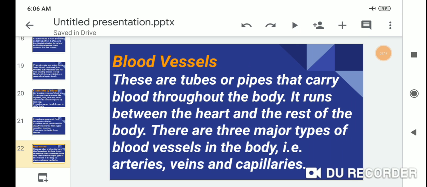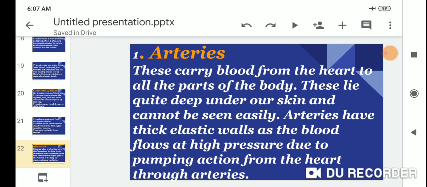Blood vessels. These are the tubes or pipes that carry blood throughout the body. They run between the heart and the rest of the body. There are three major types of blood vessels in the body: arteries, veins, and capillaries.